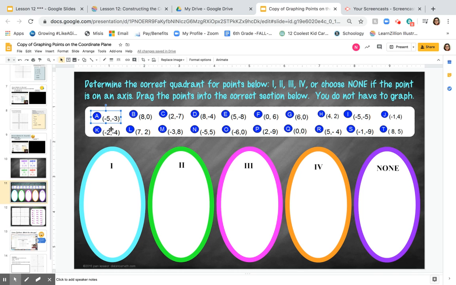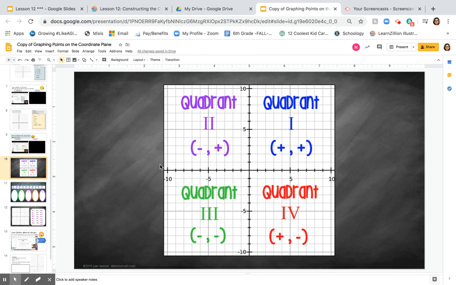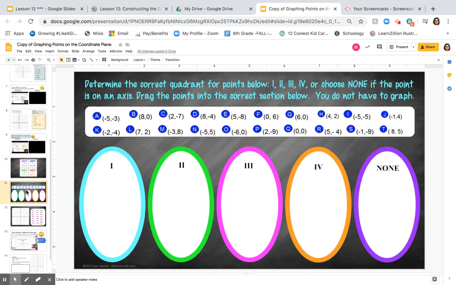Okay, you guys, so in here you have to put the coordinate pairs in the correct section or correct quadrant: 1, 2, 3, and 4, and also none. So use this slide right here to help you determine the correct location. So let's go ahead and start with negative and negative.